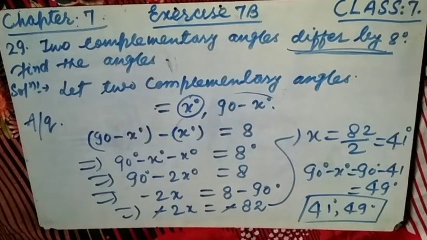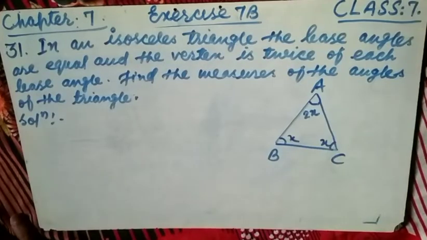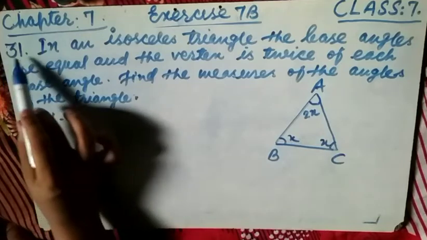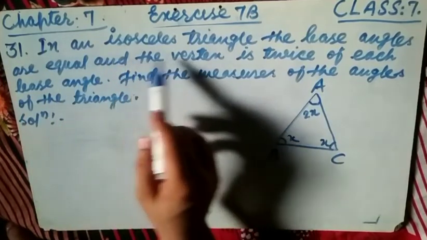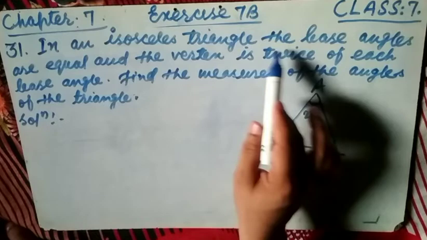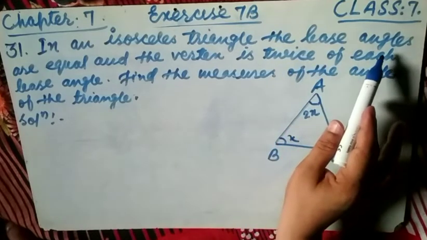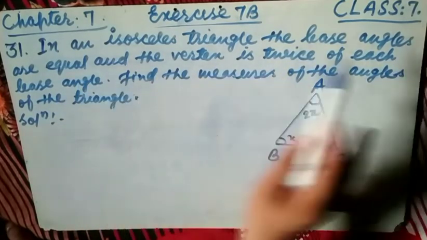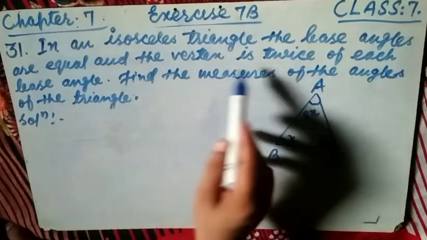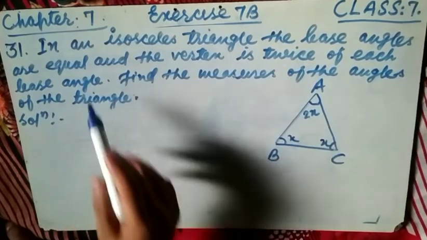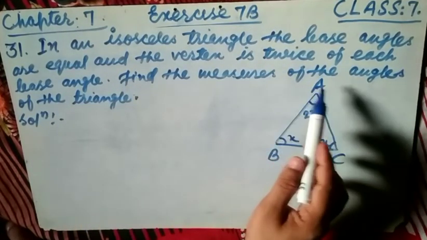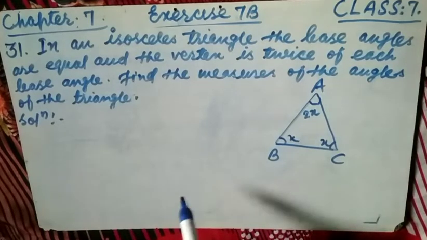I hope you will understand. Now friends, see, this is a very interesting question. Question number 31 says, in an isosceles triangle, the base angles are equal and the vertex angle is twice of each base angle. Find the measurements of the angles of the triangle.